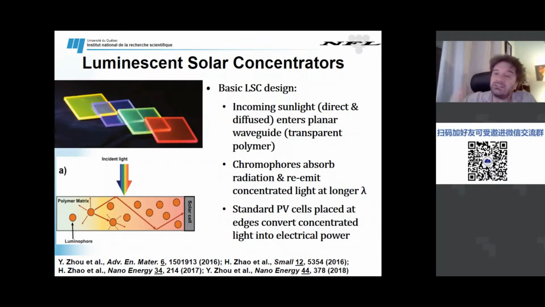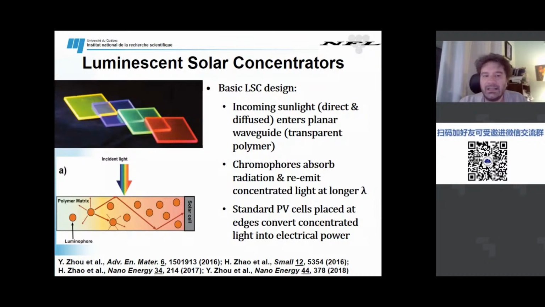So the idea here is to cover your window with an organic matrix, and within the organic matrix you have to insert chromophores, which are essentially antennas, and these chromophores are objects that will capture a photon at one wavelength and re-emit it at a different wavelength. And so basically they're embedded in your organic matrix, which is transparent to solar radiation and acts as a waveguide.